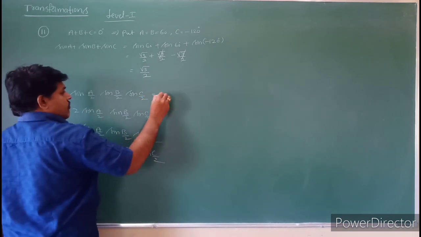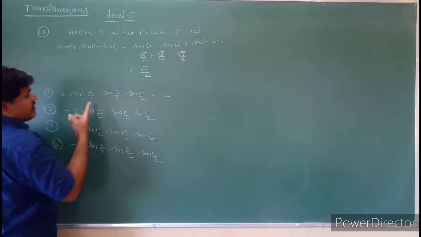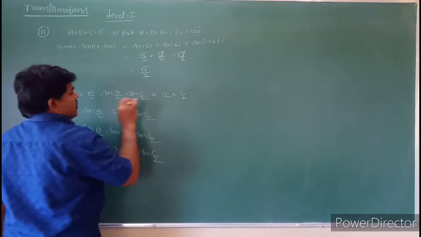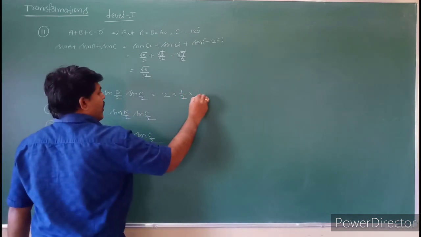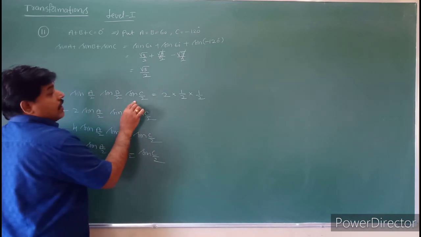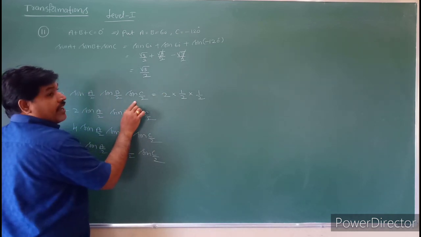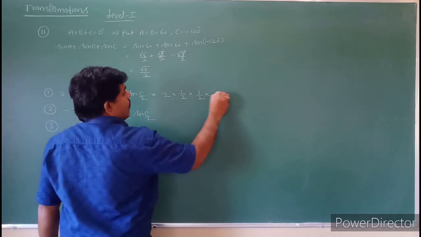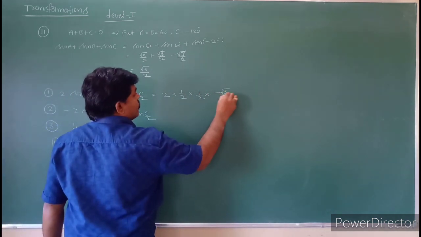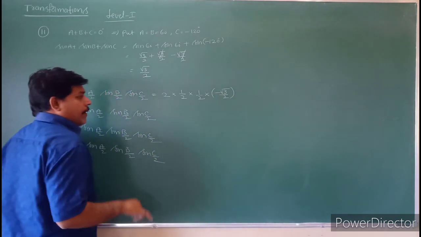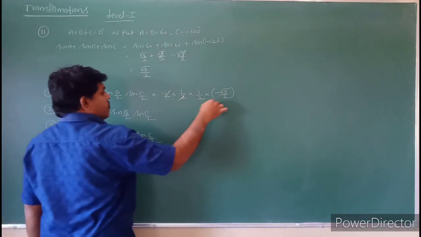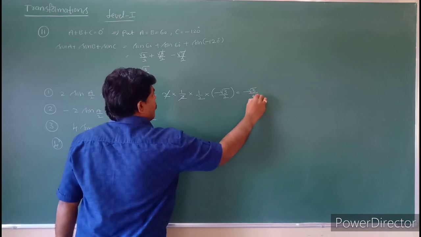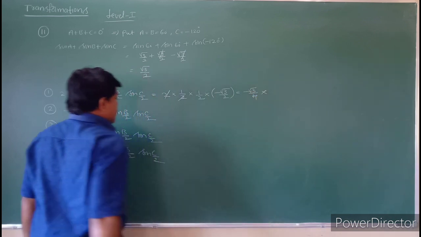So see that one first. 2 into sin 30. Sin 30 is 1 by 2. Sin of minus 120 by 2 is minus 60, so minus sin 60 is nothing but minus root 3 by 2. See that carefully. So 2 will be cancelled, students, and it will become minus root 3 by 4. But the answer is root 3 by 2, so it is not the option.